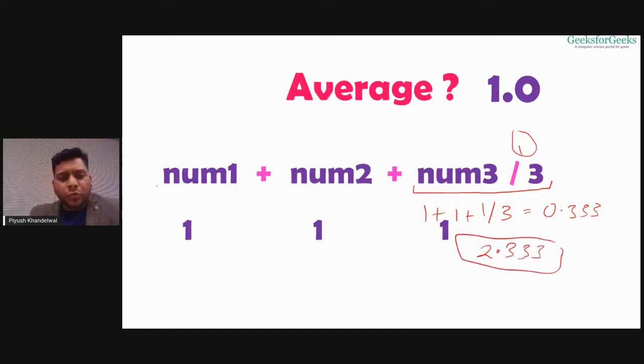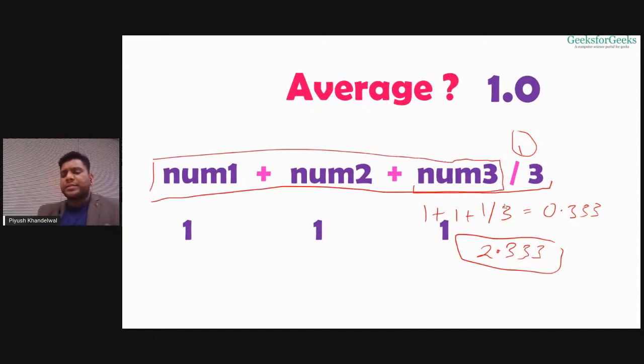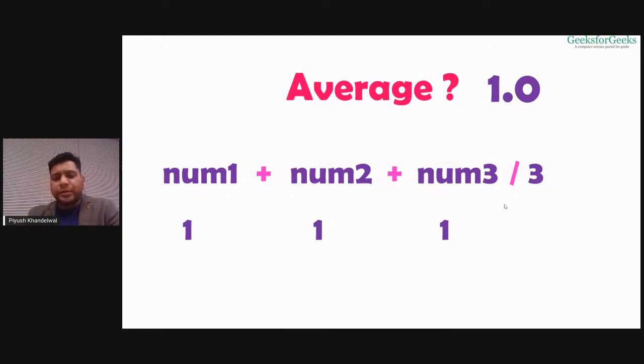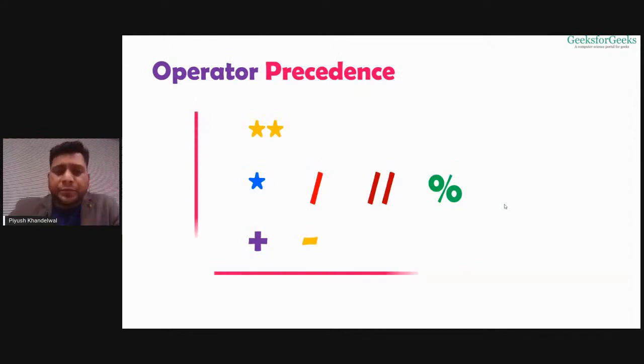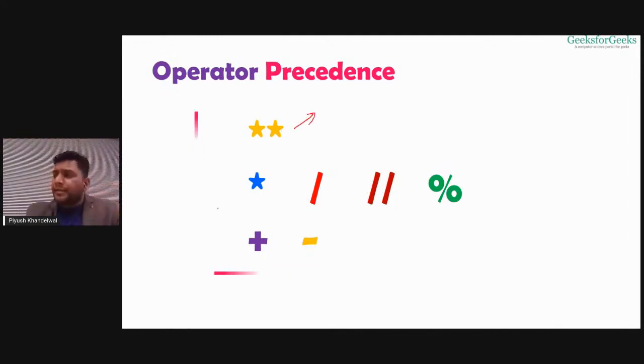Our intention was to do this summation first, and then perform this division. But because our expression contained more than one operator, the operators with higher precedence were evaluated first. Now the question comes to my mind: how do I know which operators have higher precedence? So here I'm showing you the precedence order of the different operators in Python. First of all, we have this at the top, the exponentiation operator.